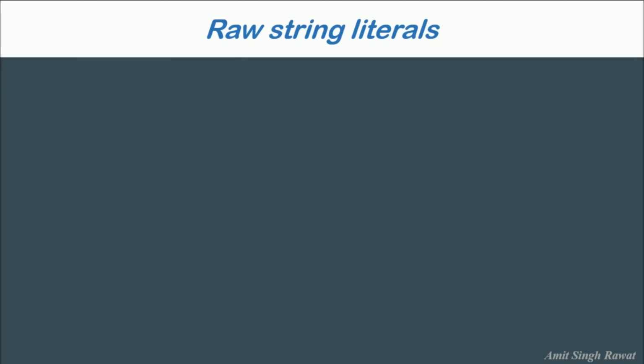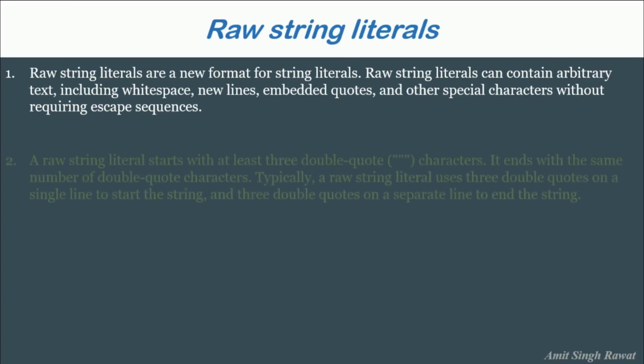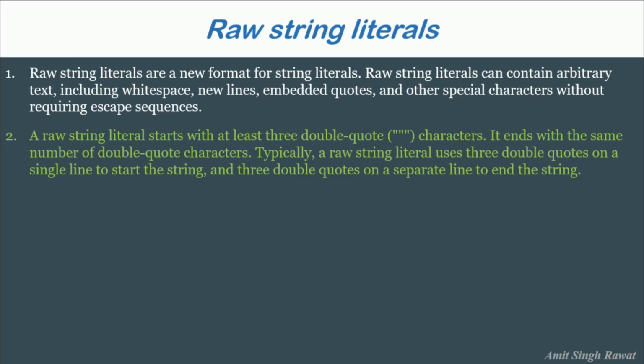So, what are raw string literals? Raw string literals are a new format for string literals. They can contain arbitrary text, including whitespace, new lines, embedded quotes, and other special characters without requiring escape sequences. A raw string literal starts with at least 3 double quote characters. It ends with the same number of double quote characters. Typically, a raw string literal uses 3 double quotes on a single line to start the string, and 3 double quotes on a separate line to end the string.